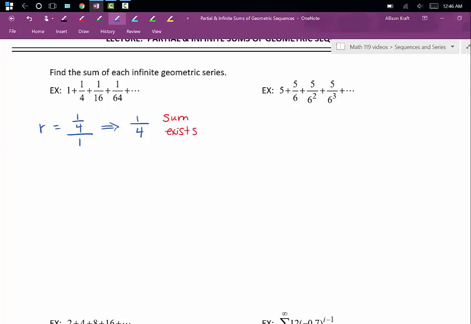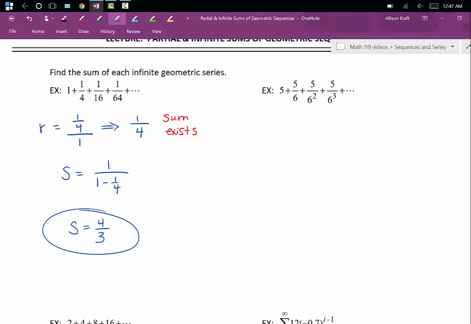Now let's find it. We're going to plug into our formula S equals a sub 1 divided by 1 minus r. We get S equals 1 over 1 minus 1/4. Once we simplify that, we get S to be equal to 4/3. This is another time where math is just amazing to me. I can take an infinite number of numbers, add them together, and end up with exactly 4/3. Amazing.